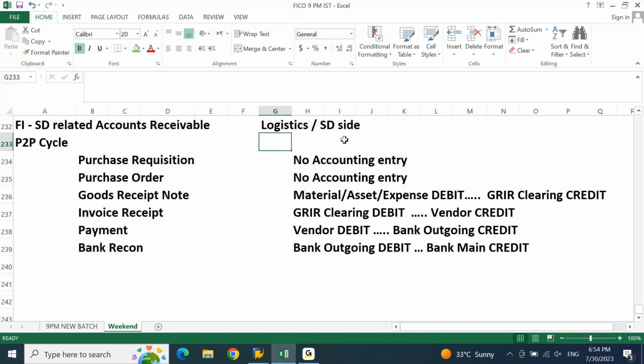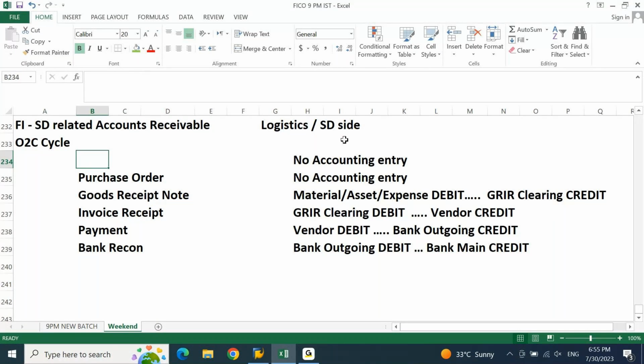This will be logistics or the SD side. Here, instead of a P2P cycle, we are going to call it the O2C cycle, order to cash cycle. In the order to cash cycle, the sequence of the activities will be different. We have written purchase requisition. In the sales side, you don't get purchase requisition. Instead, you will get inquiry.